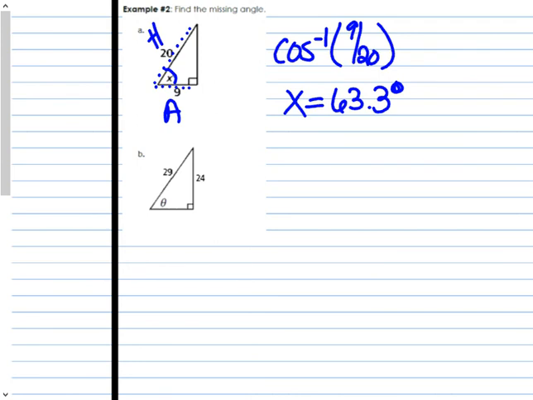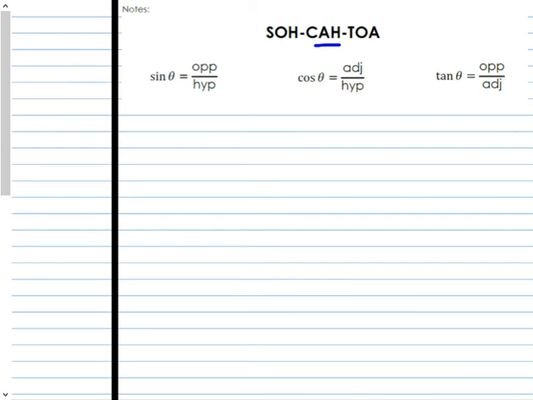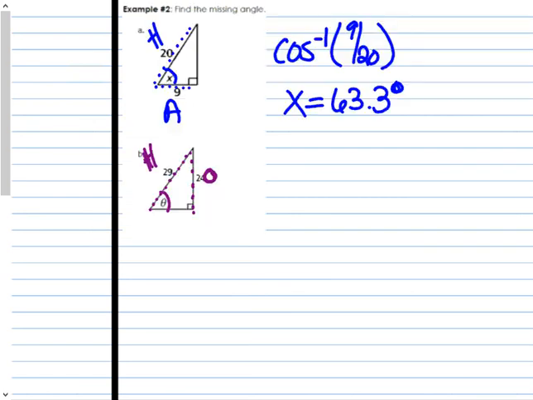On example B, from the perspective of this angle, 29 is my hypotenuse because it's across from the right angle. And 24 is my opposite side. Well, looking back at our notes at the beginning, opposite and hypotenuse is sine. I'm trying to find the angle, so I'm going to use inverse sine. If I'm finding the side, I use the regular functions, sine, cosine, tangent. If I'm finding an angle, that's when I use the inverse functions. So the inverse sine of opposite 24 over hypotenuse, which is 29.